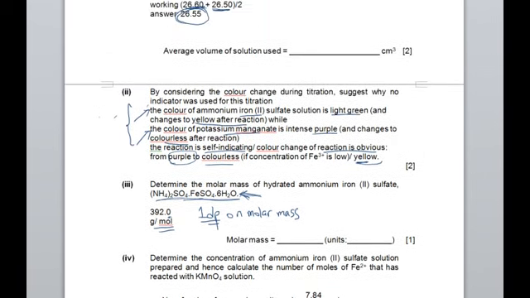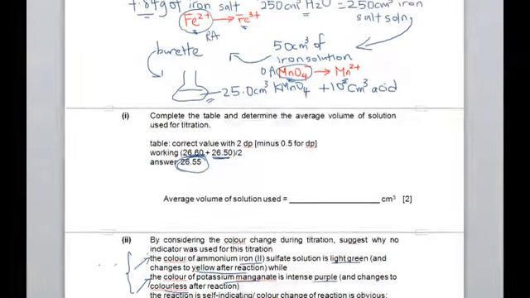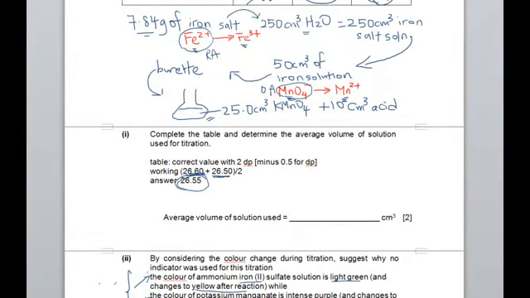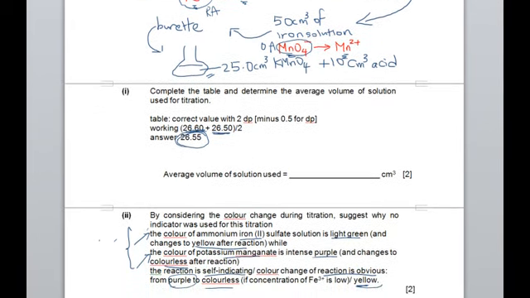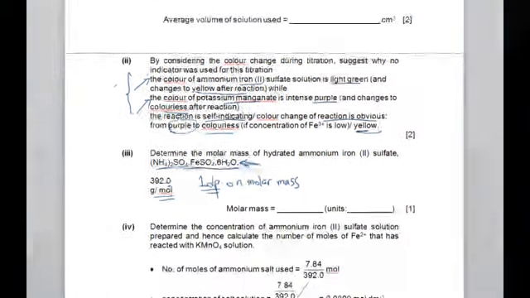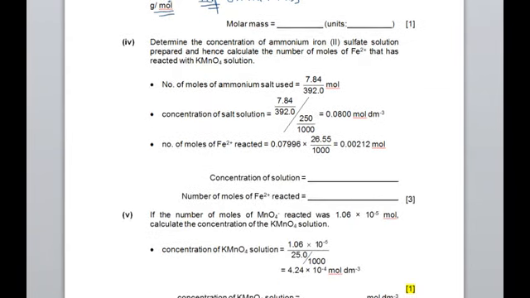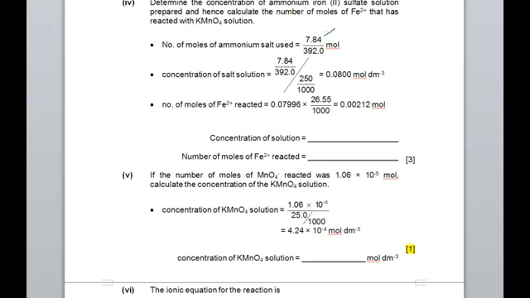over here, let me just scroll it up a bit more. Okay, over here. Now you see that we have 7.84 grams of iron salt, and we put it in 250 cm3 of water. So to determine the concentration of the iron salt solution is actually pretty easy. We have to divide the mass of salt used by its molar mass first.